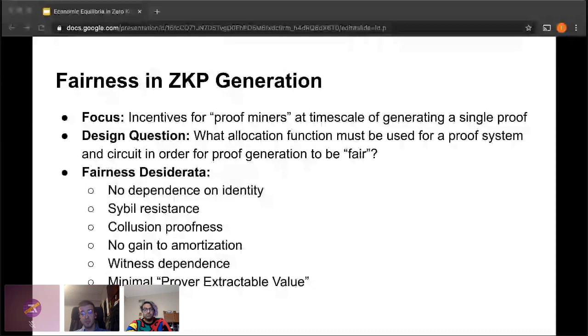There should be something that we will call witness dependent. So if I'm a prover and I'm given a circuit and an input, I should not be able to get the same fee for an input that is easier to compute a proof on versus a harder input. And finally, we want to minimize prover extractable value, because clearly the proving marketplaces will have the same problems as front running or censorship in the normal miner markets. So now I will pass it on to Tarun to move on with our formalizations.